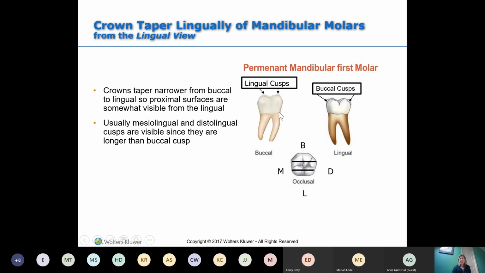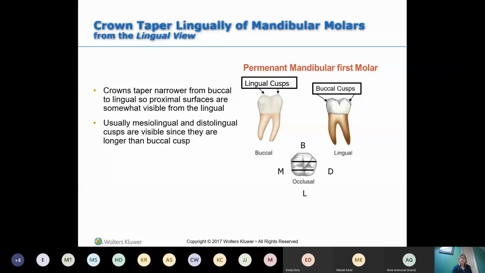This is a buccal view. And so the lingual cusps are longer or taller, so they're going to stick out from the buccal view. When you go back through these PowerPoints later and listen to the lecture, stop and really look at these pictures of what they're trying to show you.